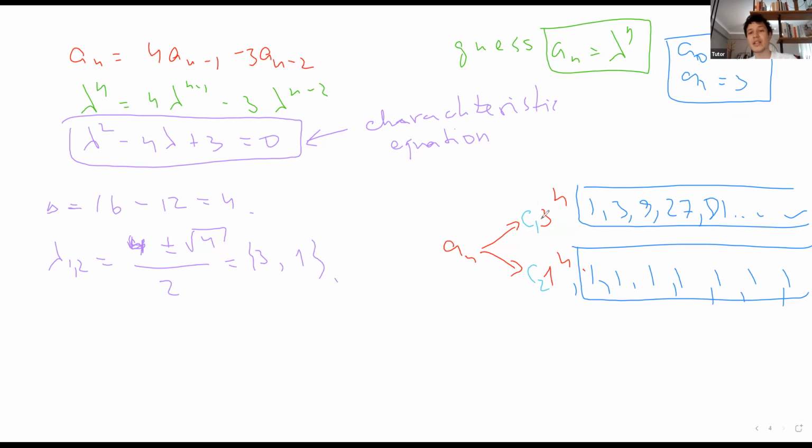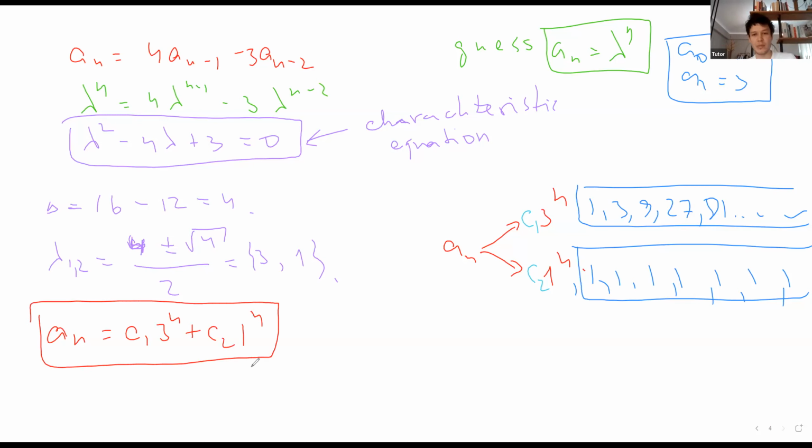And now what you can do is take linear combinations. What I'm trying to say is that if a_n has 2 options, that it can be either this or this, then more generally, a_n can be any linear combination of the 2 sequences. So in this case, a_n can be some coefficient C1 times 3 to the power n, plus some coefficient C2 times 1 to the power n. So basically, a_n has 2 possibilities.